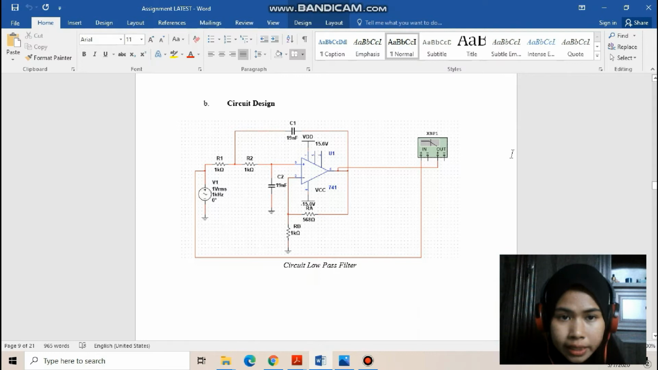This is the circuit that I designed. So this circuit is a second order or Sallen-Key circuit. For a second order circuit, we have a two pole low pass circuit. So this is the first pole and this is the second pole.